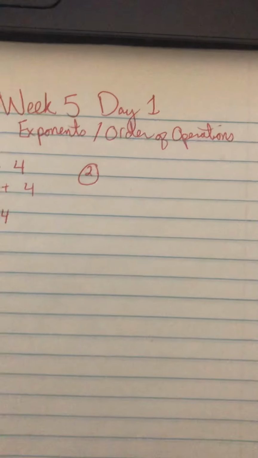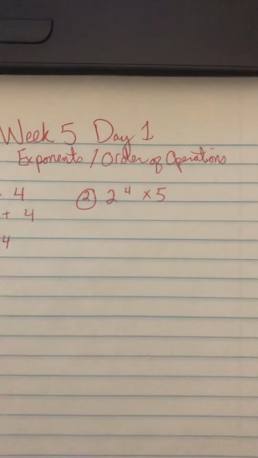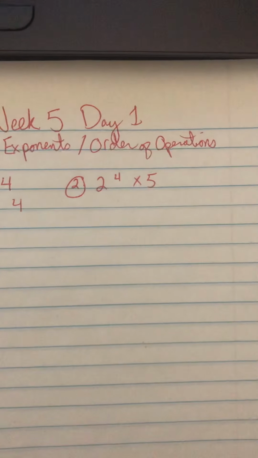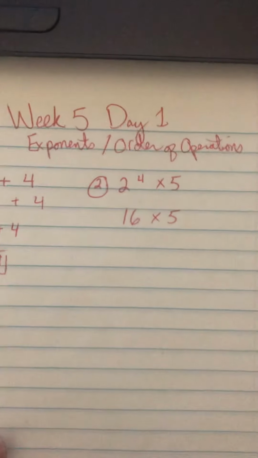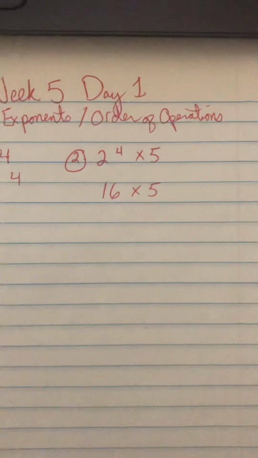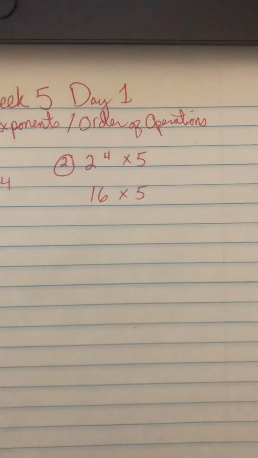Okay, number 2. Number 2 says 2 to the 4th power times 5. Again, I'm not going to write it out, but if you need to, write it out like 2 times 2 times 2 times 2. So we know that 2 times 2 is 4, times 2 is 8, times 2 is 16. So now we have 16 times 5. We know that 5 times 10 is 50, 5 times 6 is 30, 50 plus 30 is 80. So 16 times 5 is 80. We should see that there, and we check that accordingly.